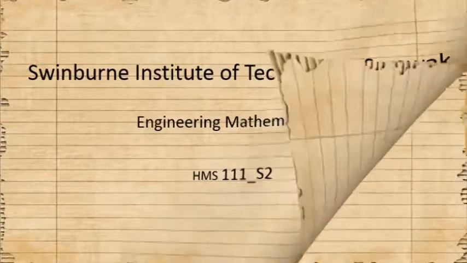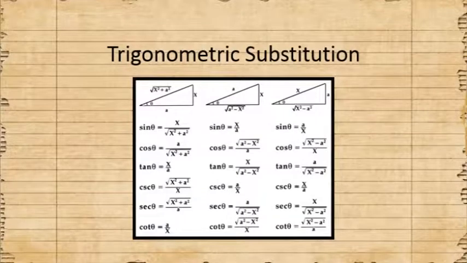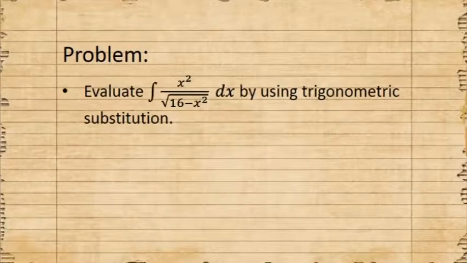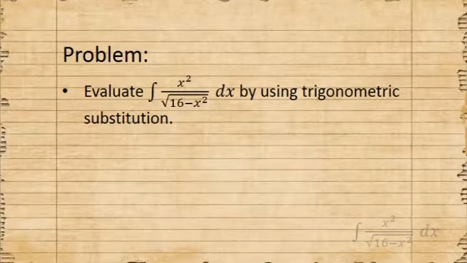This video is made for the assignment for Engineering Mathematics 1, study code HMS 111S2, and will feature the trigonometric substitution method. We will walk through several steps using this method that can be applied to solve the integration of a rational function. Now we'll start off with the problem, which is to evaluate the integration of x squared over the square root of 16 minus x squared with respect to x by using, of course, the trigonometric substitution method.